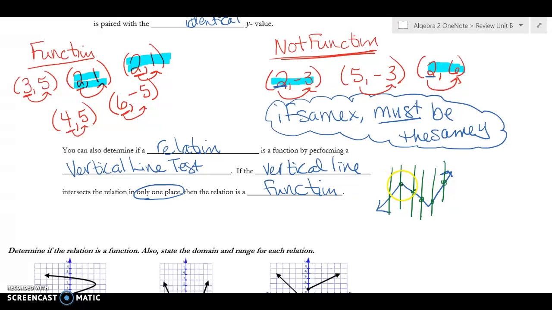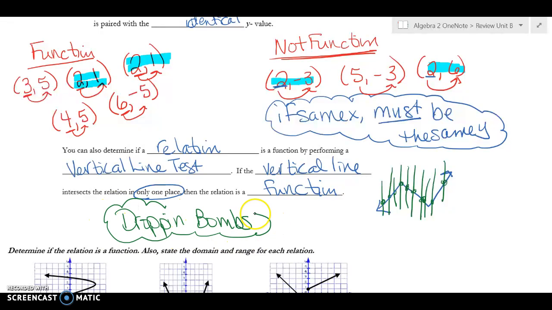And since it only touches one place at each vertical line I can ever make, then that's a function. This sometimes is called dropping bombs. I don't have fancy bombs. My bombs blow up once and they go straight down. So I call that dropping bombs.